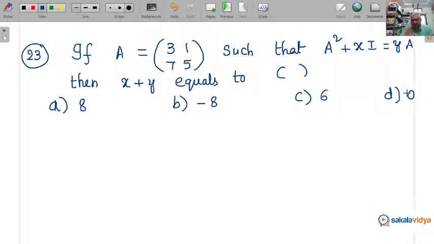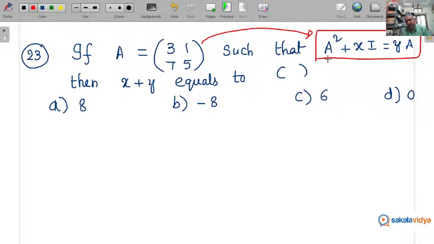Very simple, by observation here. See, just concentrate on this one. A square plus xi plus ya is nothing but actually characteristic equation of this one. Find the characteristic equation of A and equate it to a square plus xi plus ya. You get xy value. After that add x and y value so that you will get the x plus y. So this is the process.